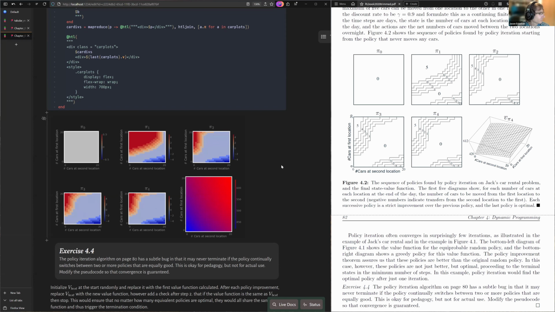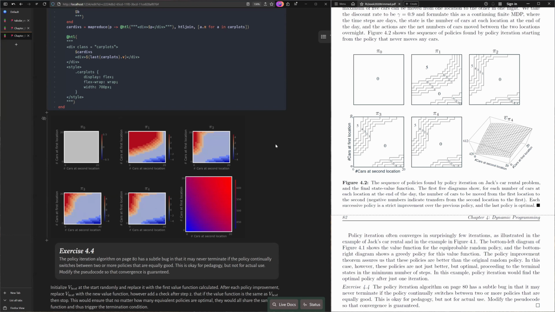So yeah, any questions about this solution, what it looks like, or how policy iteration works for this? Can you go over the heat map?